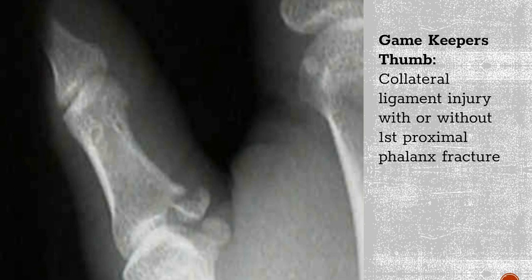So it can also be called a skier's thumb. Gamekeepers isn't that common anymore. So skier's thumb is another name for this. So it's a ligament injury to the first proximal phalanx with or without a fracture.